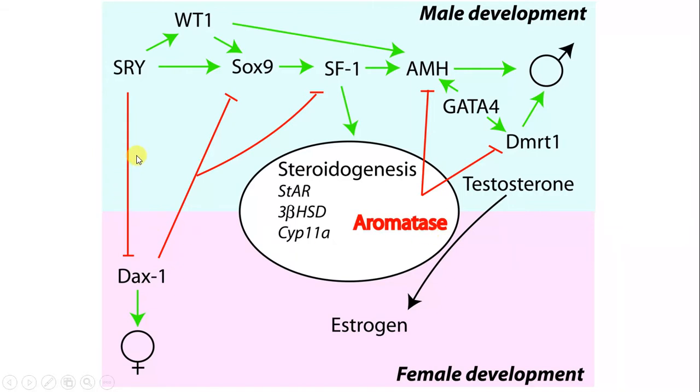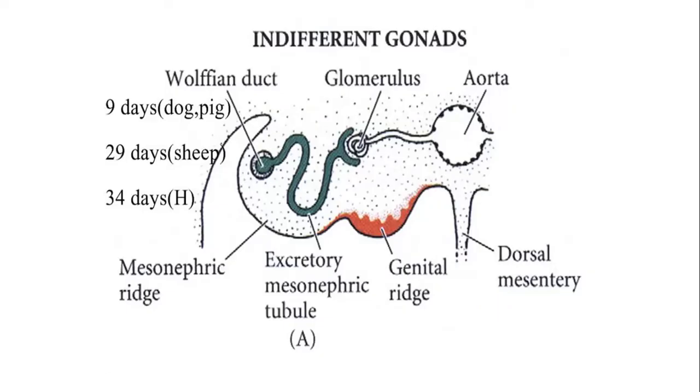But if there is no, then the next one, that is the gene for the female development, and the testosterone is not produced, but it is converted to the estrogen, and that leads to female development. So here is the indifferent gonads. You can see here on the medial side of the developing kidneys is the genital ridge, and here we cannot say whether it is going to develop into testes or ovaries.